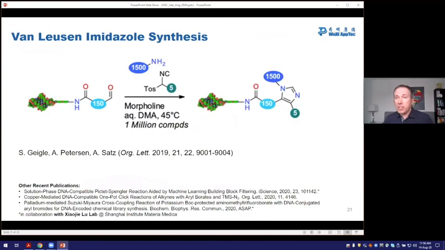So another nice case is the Van Leusen imidazole synthesis. This reaction certainly is not new, but its application to DEL is. So here we're forming a very small core. So a 5-membered ring is about the smallest heteroaryl ring that you can possibly form. And the diversity around this ring is quite great. Granted, the TosMIC only has a split size of 5. The diversity there isn't that great, but the diversity at the other 2 points is quite high.